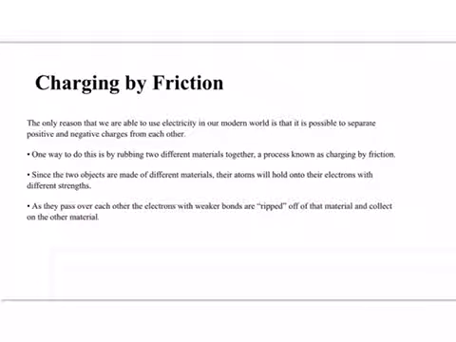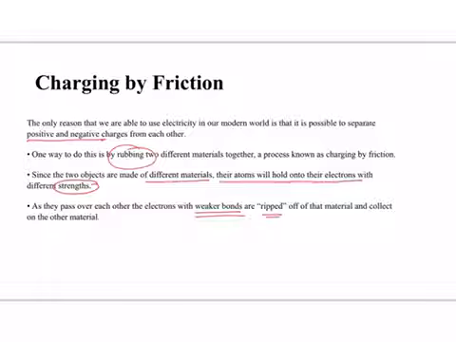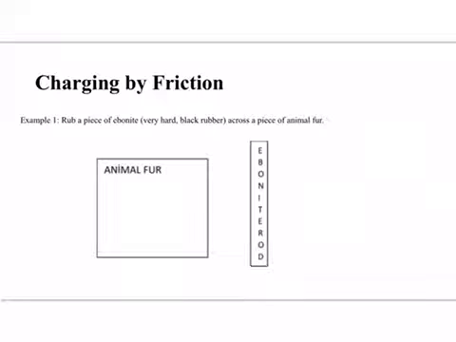Now let's see charging by friction. The only reason that we are able to use electricity in our modern world is that it's possible to separate positive and negative charges from each other. One way to do this is by rubbing two different materials together, a process we call charging by friction. Since the two objects are made of different materials, their atoms will hold on to their electrons with different strengths. As they pass over each other, the electrons with weaker bonds will be ripped off that material and collect on the other material. Let's explain this with an example.